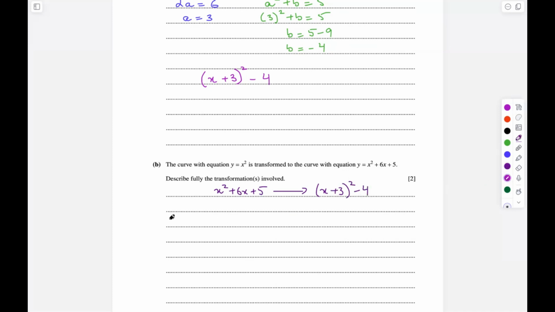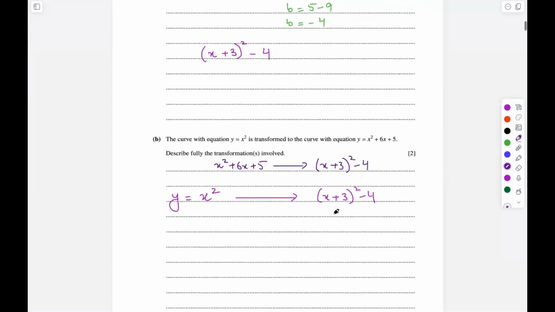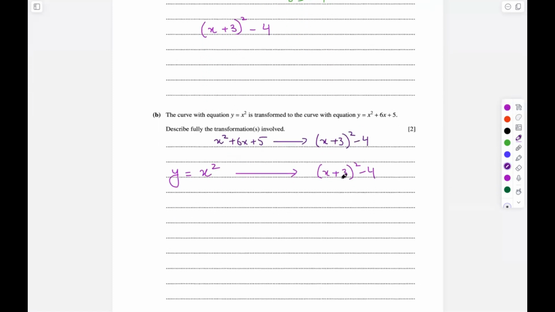Now, if we have the equation y equals x squared and it is converted to the form (x plus 3) whole squared minus 4, this is the same thing as x squared plus 6x plus 5. Now, this plus 3 represents a translation of minus 3 units in the x direction, and this minus 4 represents a translation of minus 4 in the y direction. So we can say that it was a translation, and the translation vector was (minus 3, minus 4).